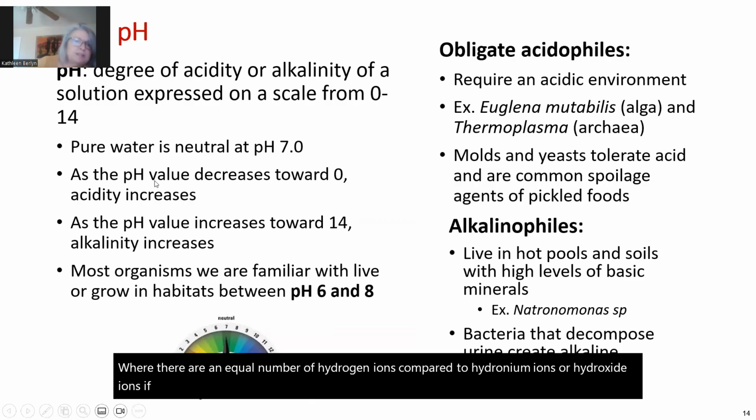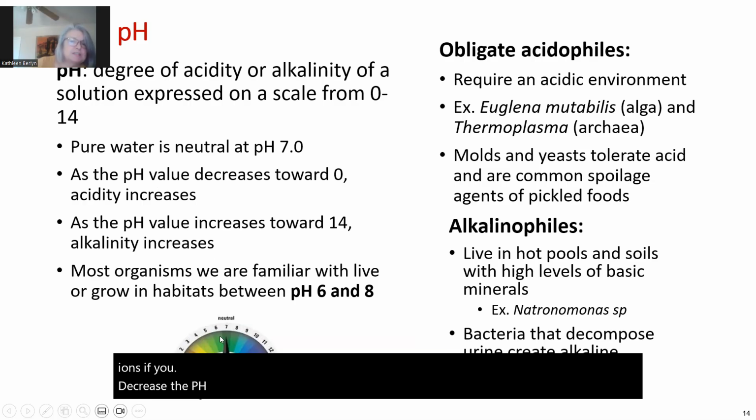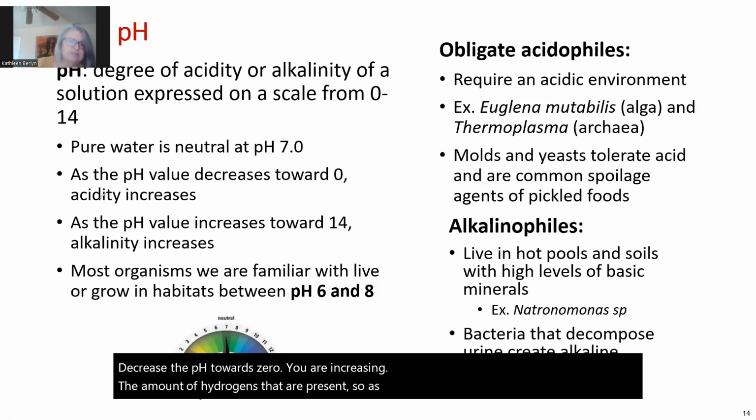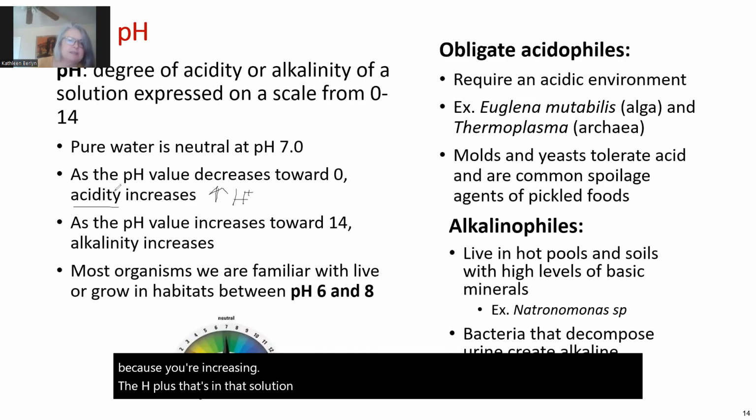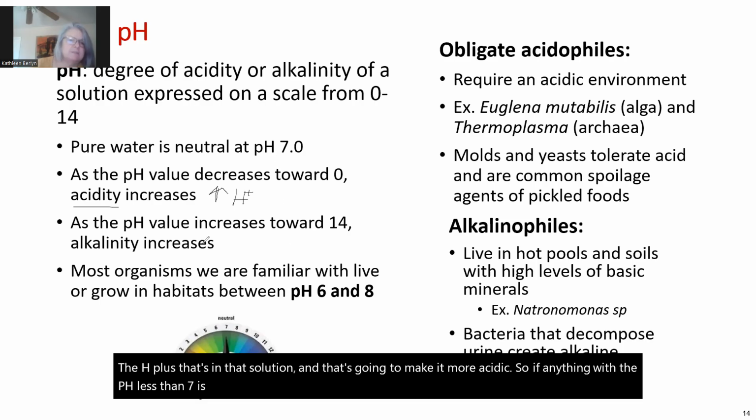If you decrease the pH towards 0, you are increasing the amount of hydrogens that are present. So as pH decreases, the acidity increases because you're increasing the H plus in that solution, and that's going to make it more acidic. Anything with a pH less than 7 is considered an acid, and anything with a pH greater than 7 is considered a base or basic. The other word for that is alkaline or alkalinity.